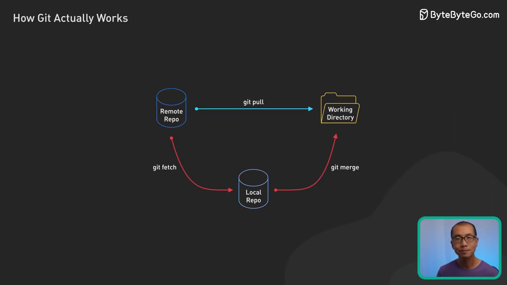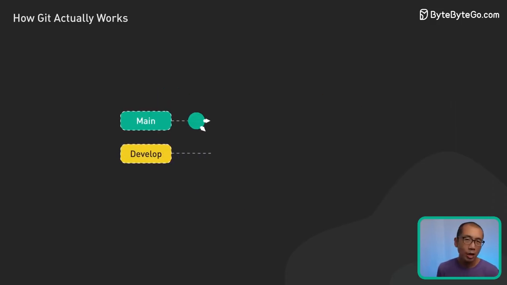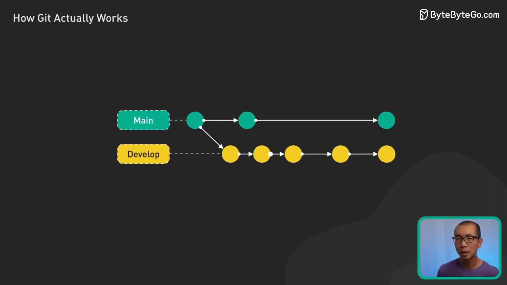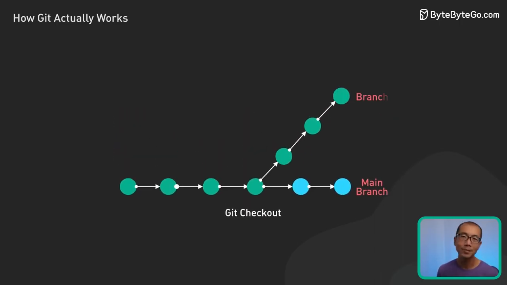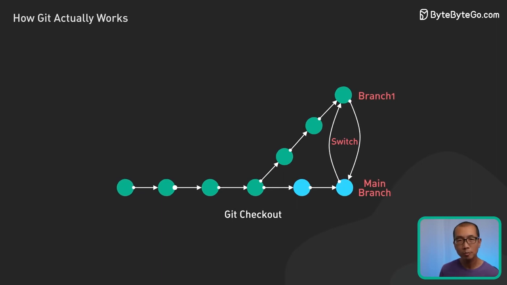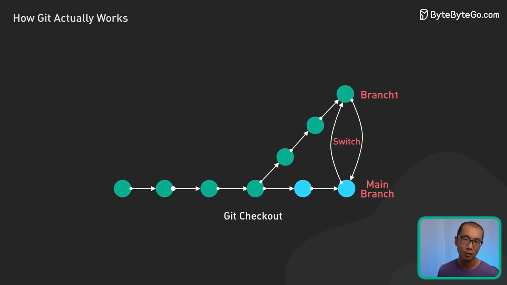There are times when you need to switch context, perhaps to fix a bug on another branch. That's where git checkout or git switch comes in. It allows you to switch between different branches to work on specific features.